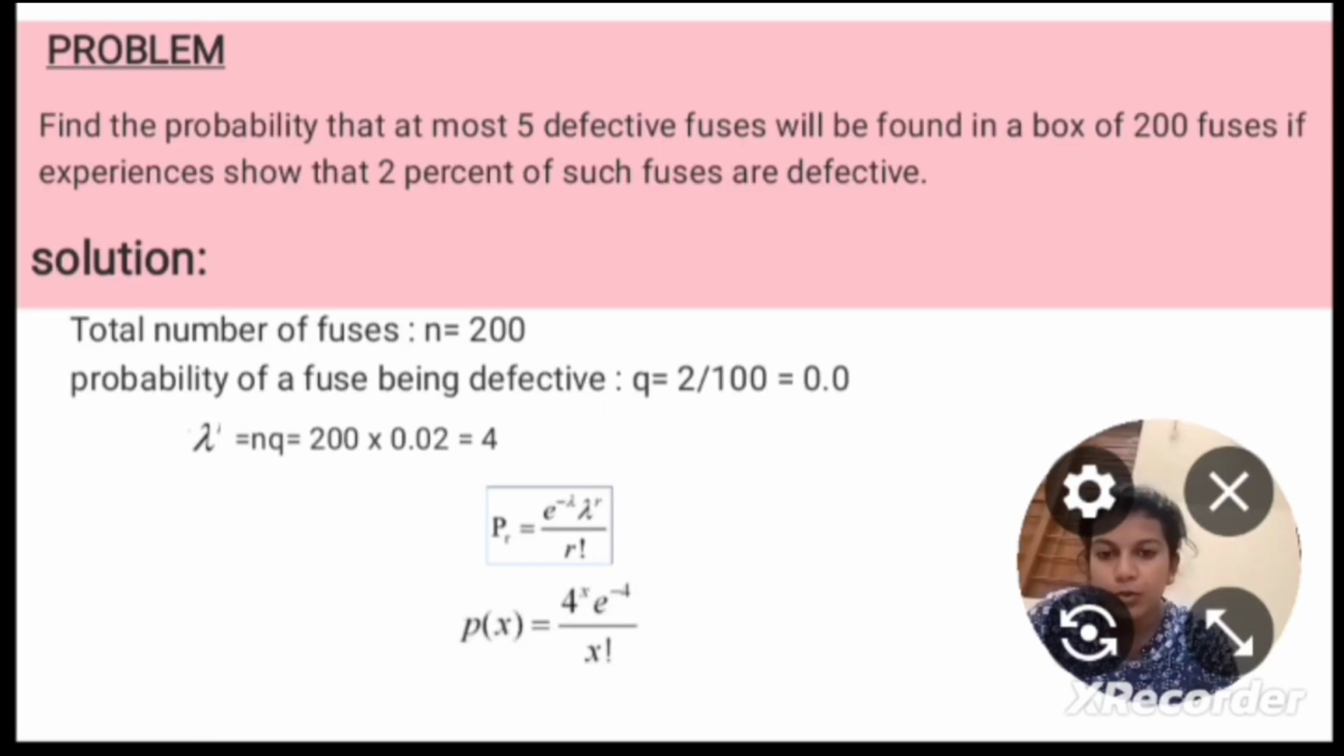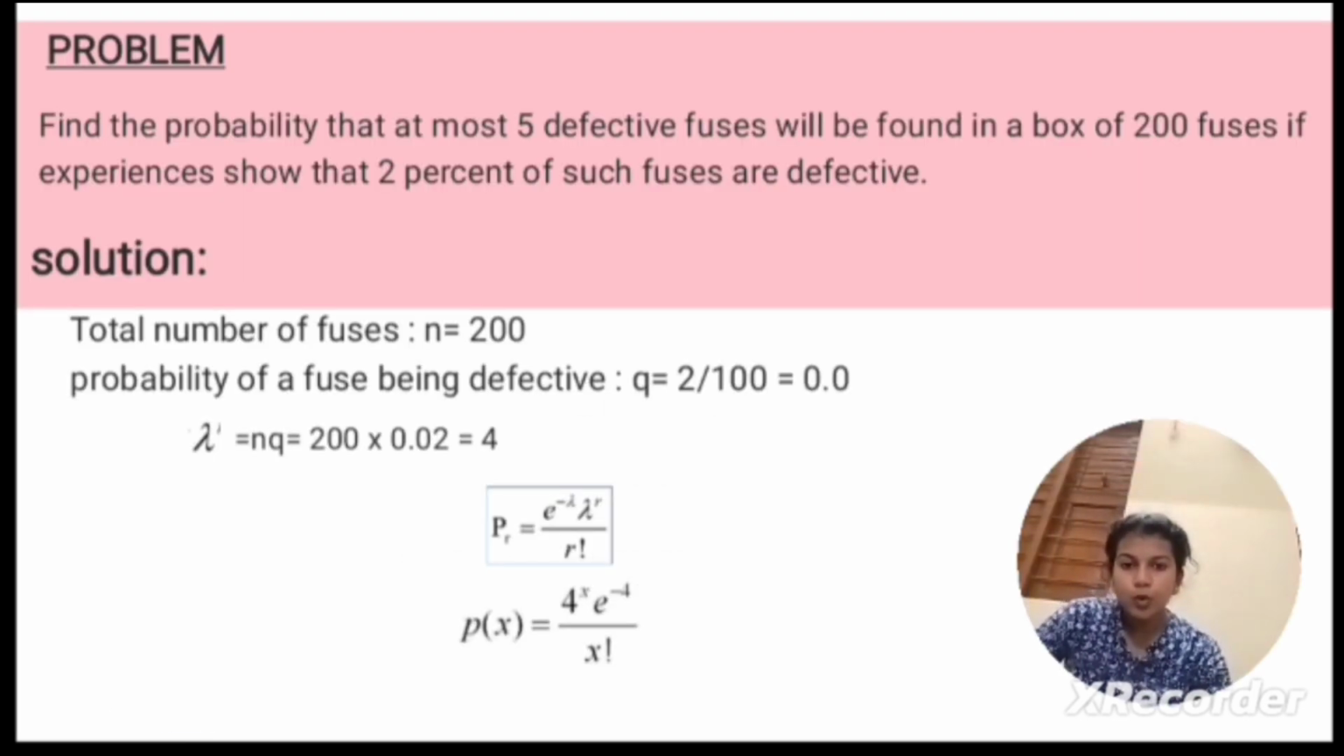Our next problem is to find the probability that at most 5 defective fuses will be found in a box of 200 fuses if experience shows that 2% of such fuses are defective. From that problem, we need to find the probability that at most 5 defective fuses are found in a box of 200 fuses when it is known that 2% of such fuses are defective.